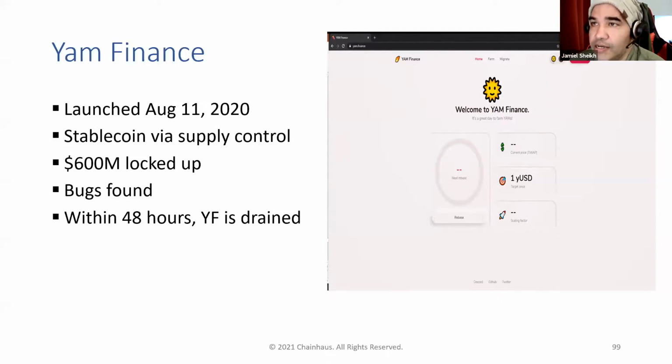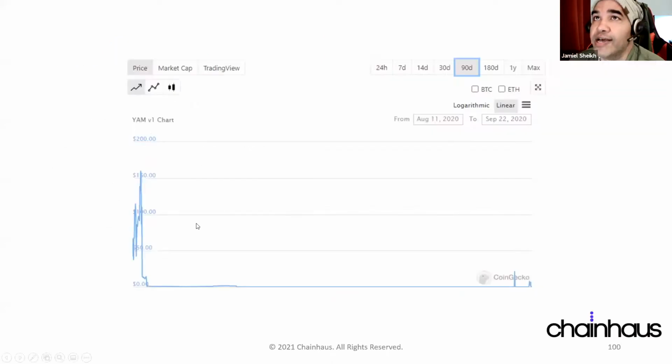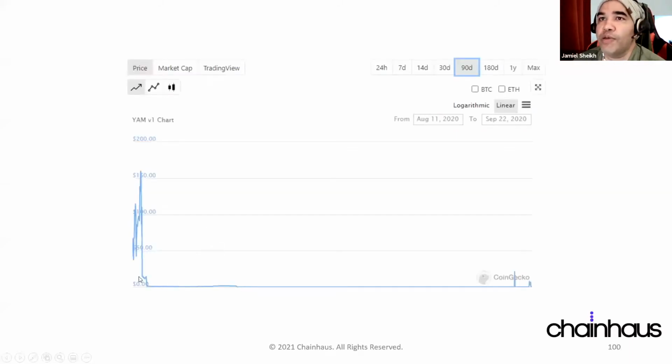Okay, I think that's all I have. This is the price of YAM. Within overnight, it went from $50 up to $150. Boom, down to 0. So these are some of the risks that are involved.